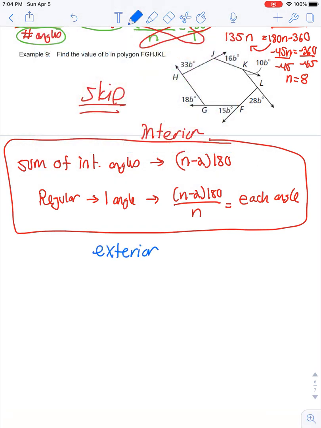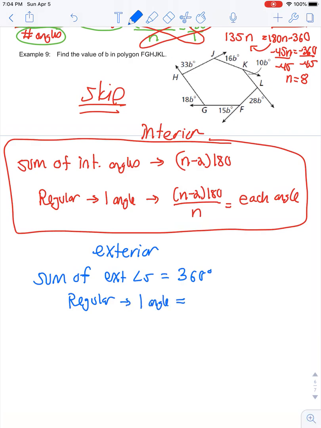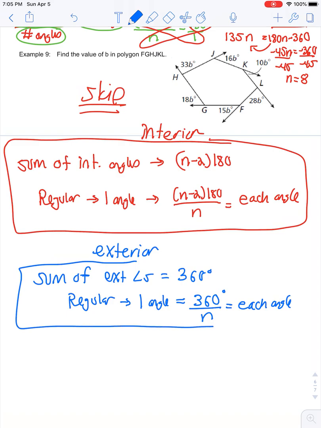Now, we also learned that if we are working with exterior angles, we know that the sum of all of the exterior angles is always 360 degrees. If we have a regular polygon and I want to know the measure of one angle, all I need to do is take that 360 and divide it by the number of angles or the number of sides to get the measure of each angle.